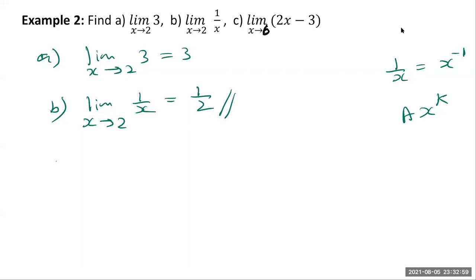Okay. And then part C, very straightforward. Limit as x approaches 6, you have a linear function, right? mx plus b. Here you have a linear function. This is your m. Your b is minus 3.